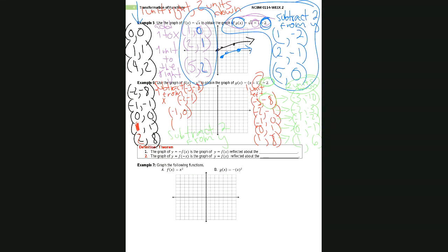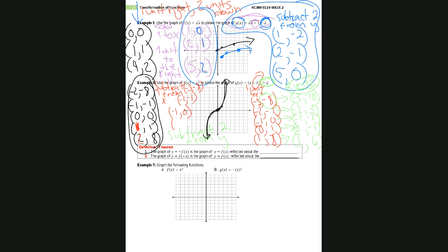And so actually, I did not plot the parent function, the one with these points in black. So let's do that. 0, 0, 1, 1, 2, 8, -1, -1, and -2, -8. It's like somewhere over here. Okay, so we have our graph there. And of course, we have the arrows.